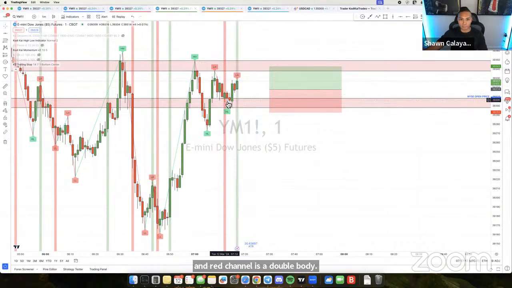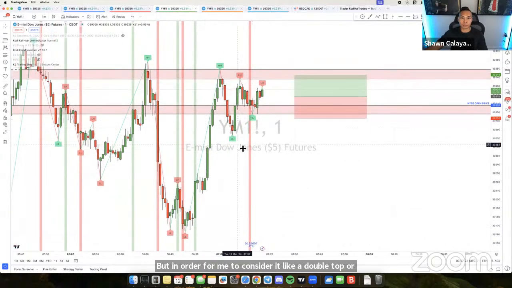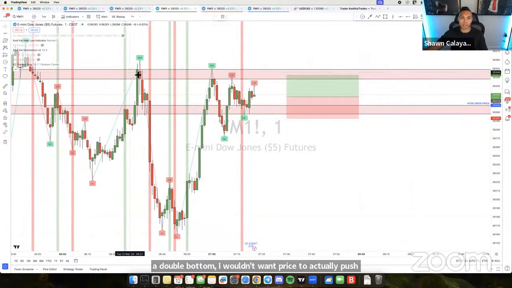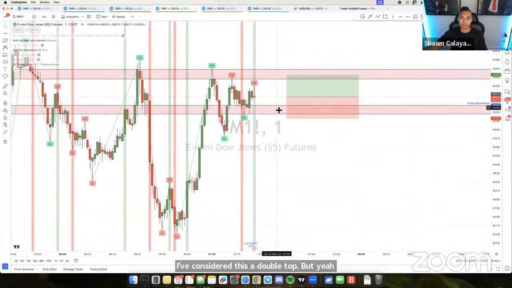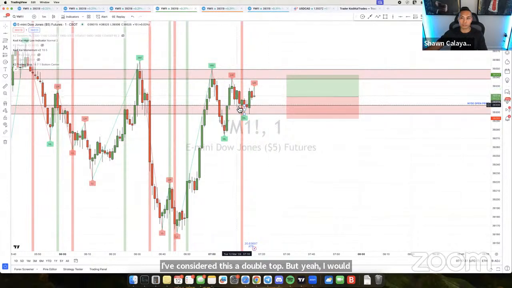That's a reversal pattern. But in order for me to consider it a double top or a double bottom, I would want price to actually push away from it. So for example, right here, see how price was up here, it came down and came back up, I'd consider this a double top. But yeah, I would need some space in between for it to push away and come back.